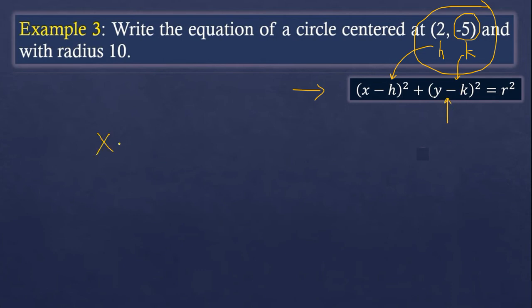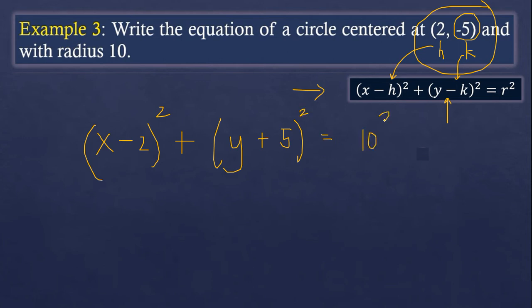So, copy x minus 2 squared plus y plus 5 squared is equivalent to 10 squared, kasi yung radius natin is 10.